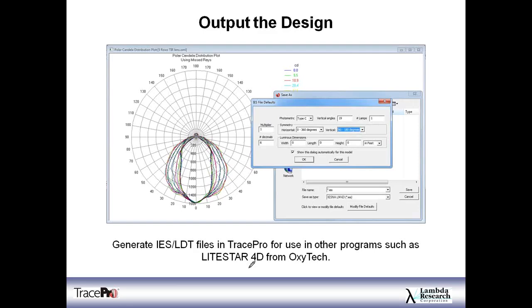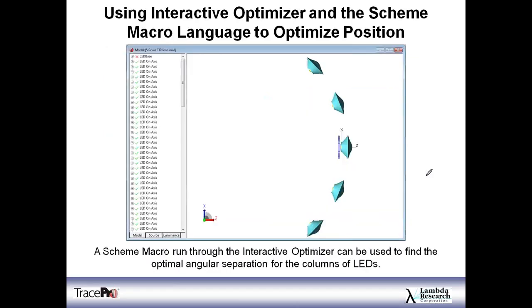Say something like Lightstar 4D from Oxytec, that you could then use to visualize this light in an architectural environment. You could model a parking lot or a street, put a light like this up at 8 meters and see what the light looks like down on the ground. Typically ILLUMDAT files you see in European countries, IES files in the US, and also used more so around the world. TracePro can output both IES and ILLUMDAT files. In this case, I'm just showing the output screen here for IES files.